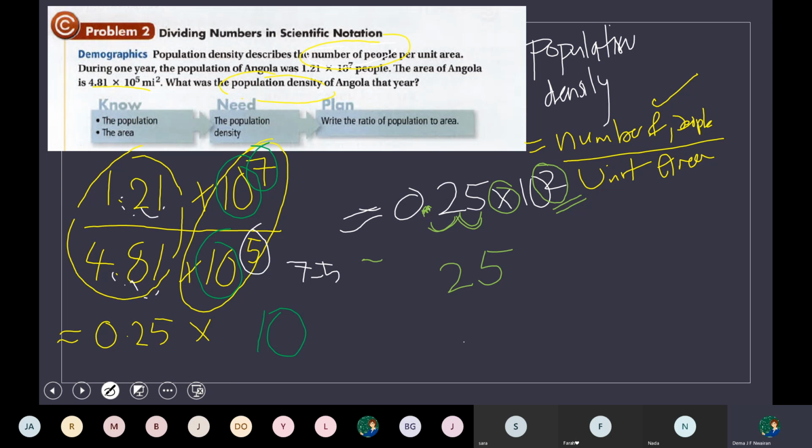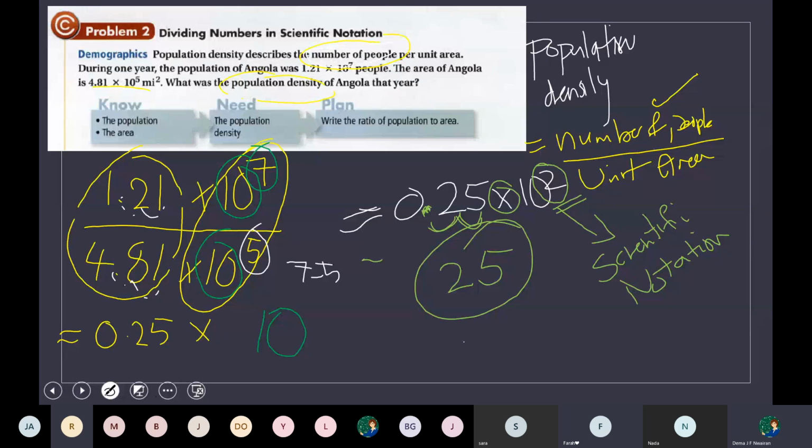Now, the 0.25 times 10 raised to the power 2, this one we call scientific notation. Why a scientific notation? Because it's multiplied by 10 raised to a power. Okay, girls, do you have any last question now?